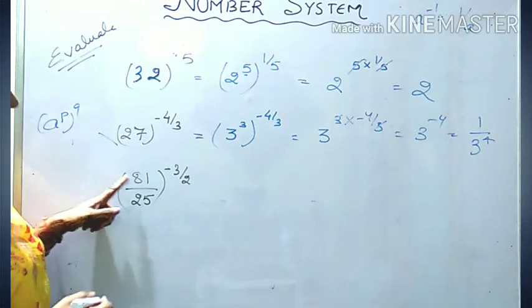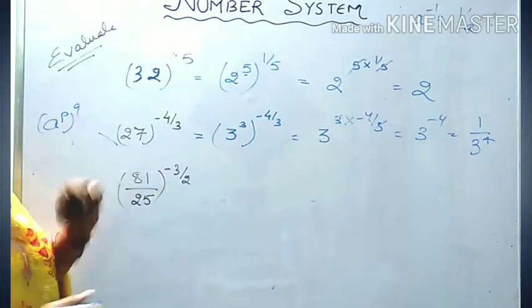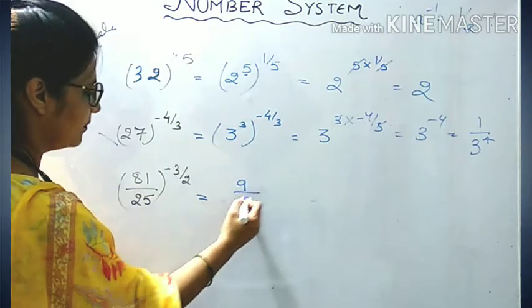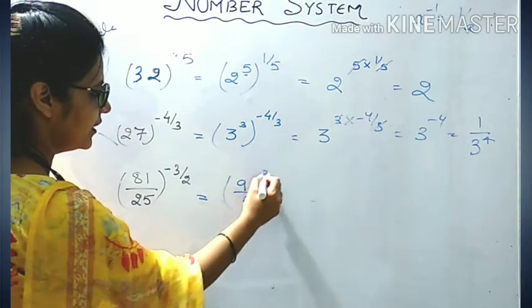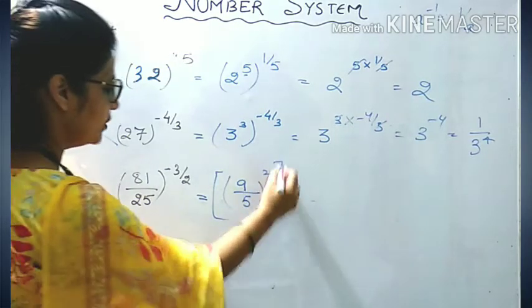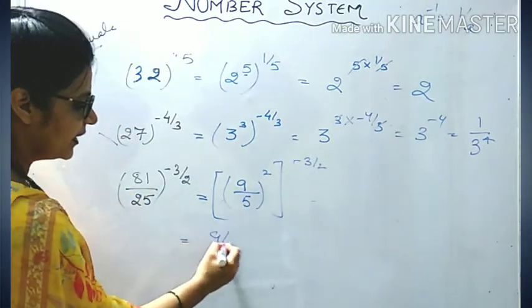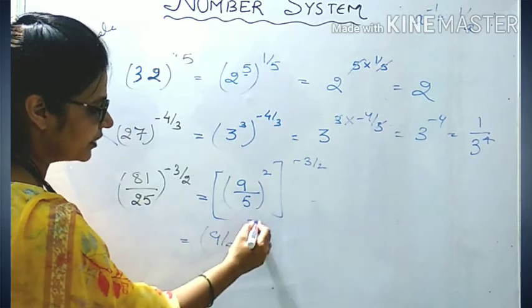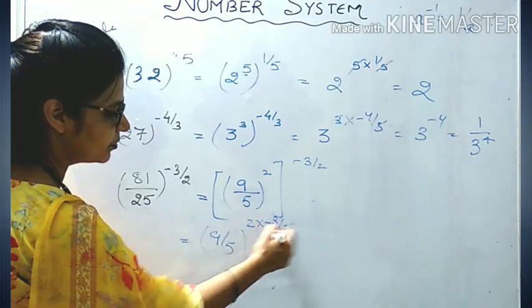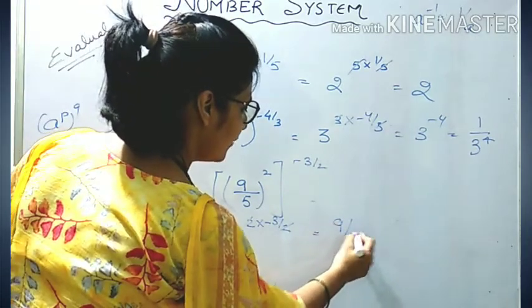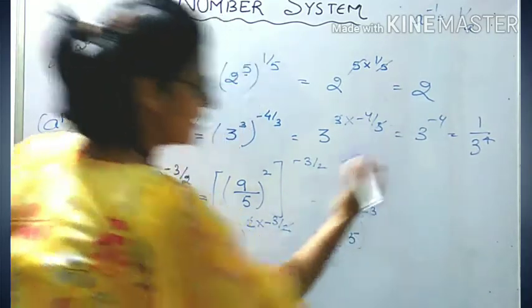Now we have to evaluate 81 upon 25 to the power minus 3 by 2. So it is 9 by 5 square to the power minus 3 by 2. So what will it become? 9 by 5 to the power 2 into minus 3 by 2. So these two will cancel out. How much are we getting? 9 by 5 to the power minus 3.